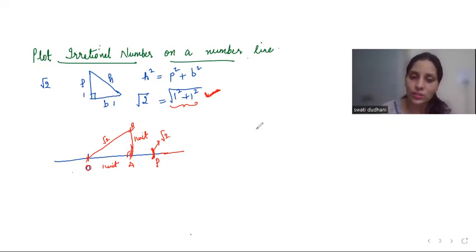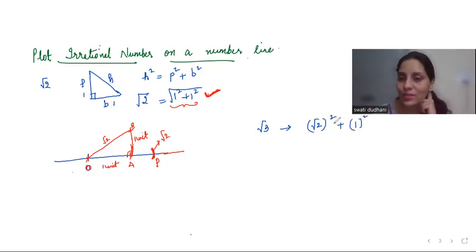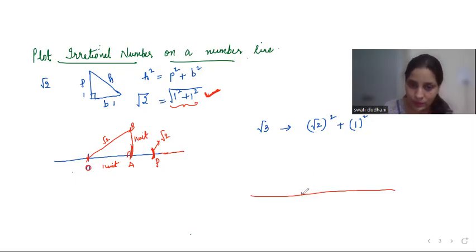Let us take root 3 this time. Root 3 is basically root 2 whole square plus 1 square, right? So now again let us take a number line. This is O. Now we need to plot these two. Root 2, we already know how to plot root 2. So the same thing you will plot it here. This is T. This is root 2. Root 2 is done.